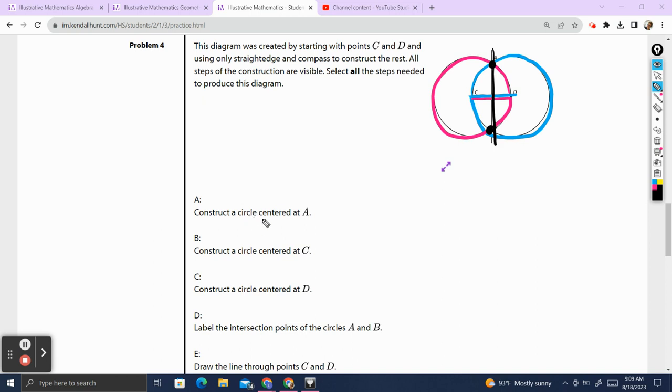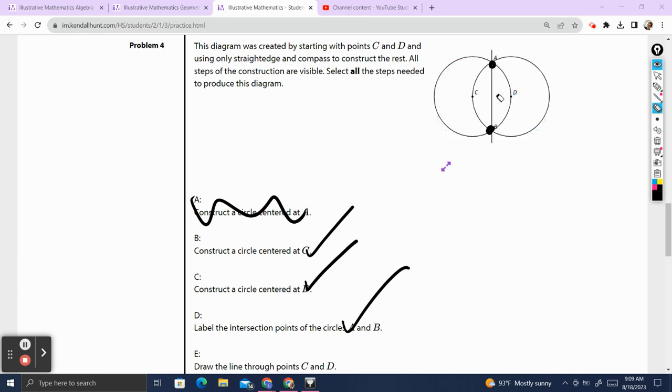So, did we construct a circle centered at A? A is over there. No. Did we construct a circle centered at C? Yes. Did we construct a circle centered at D? Also yes. Did we label the intersections of the points A and B? We have an A down here and our B is hidden, but yes. Did we draw a line through points C and D? Well, let's double check. No, we did not. We used that as a radius. I drew a line, but in this construction, they did not, and it is not a necessary step.